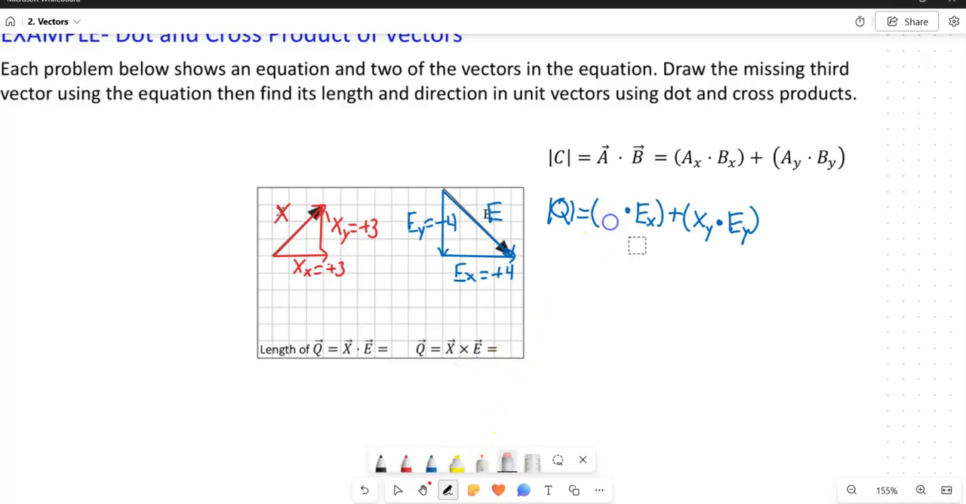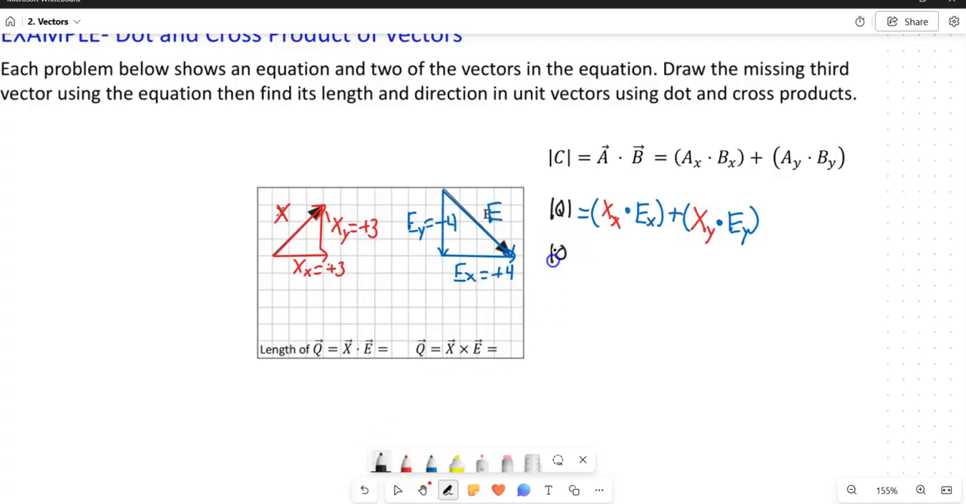Okay? And I should have used, oh boy, let me use red for that stuff, and I'm going to use black for that, just to make it visually apparent. So we're just finding the length of Q. So take the x components of x and e and multiply them together. And take the y components of x and e and multiply them together, and then add that together.